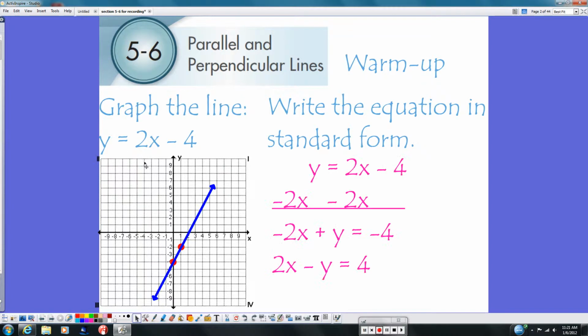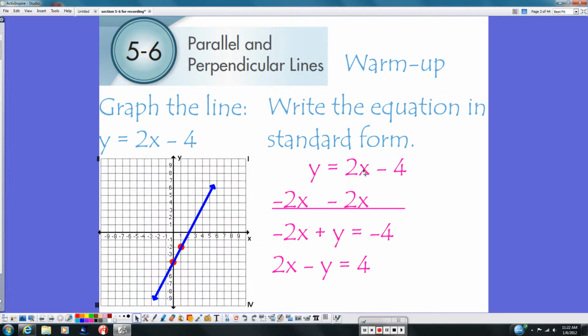The equation y equals 2x minus 4 is in slope-intercept form. So we graph the y-intercept first. We go down to -4 on the y-axis and put a dot. From there, since the slope is positive 2, we move up 2 and over 1 and connect our dots.